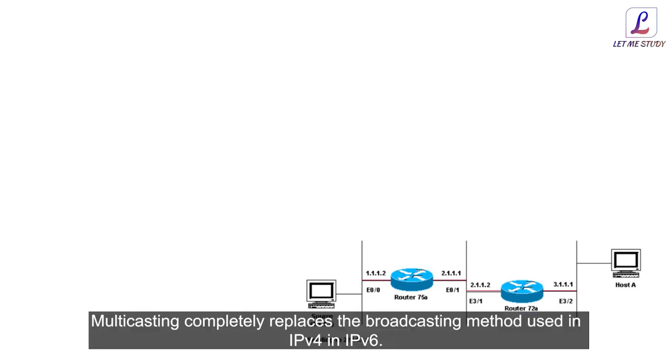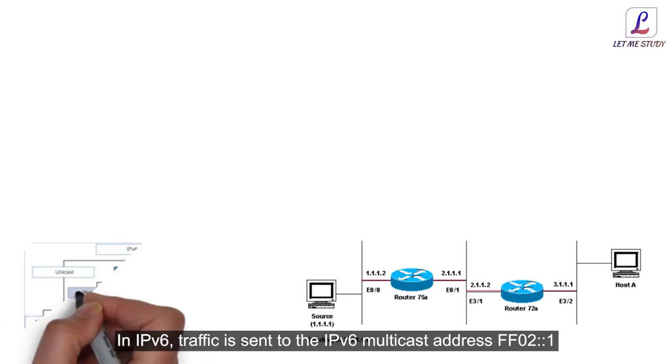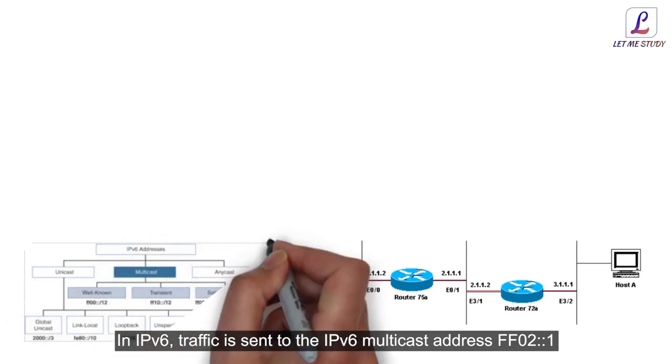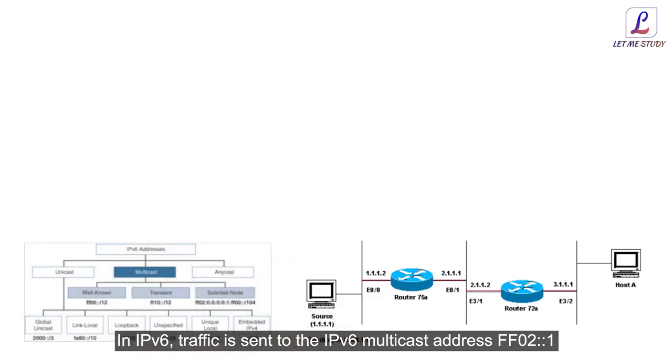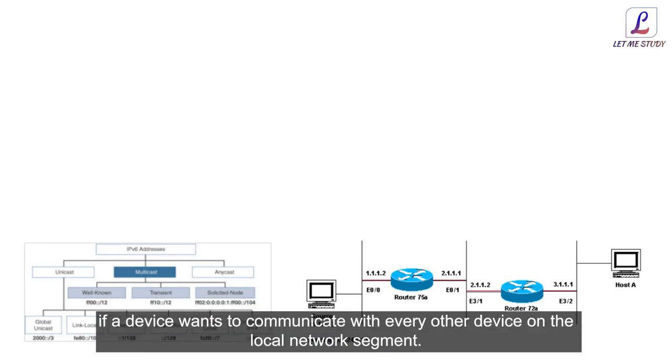Multicasting completely replaces the broadcasting method used in IPv4. In IPv6, traffic is sent to the IPv6 multicast address FF02::1 if a device wants to communicate with every other device on the local network segment.